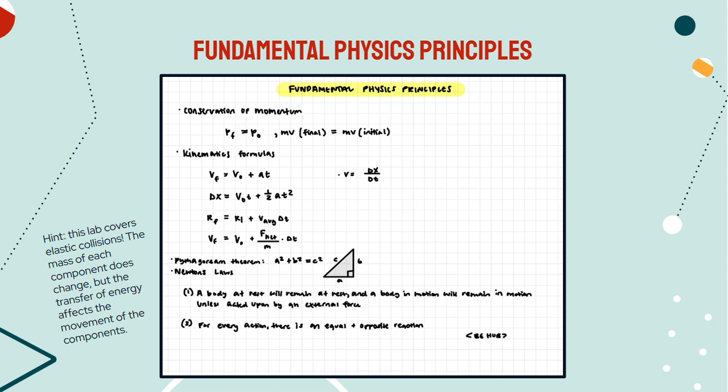the Pythagorean theorem equation, a squared plus b squared equals c squared, and the first and third Newton's laws. This lab covers elastic collisions, meaning the mass of each component does not change, but the transfer of energy affects the movement of the components.